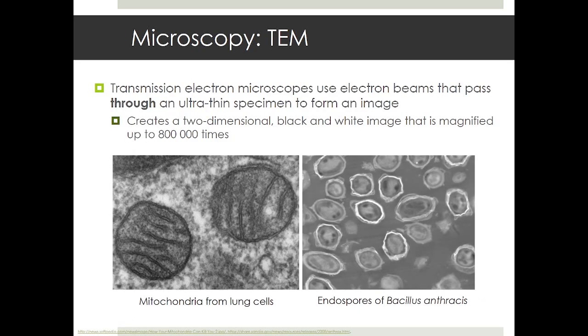When we look at transmission electron microscopy, you're not seeing the surface, but you're rather penetrating the sample to see internal structures. So these are some mitochondria up close. You can definitely see the cristae inside and some internal structure that we would never see otherwise. And here you can see some endospores, nice and close as well.